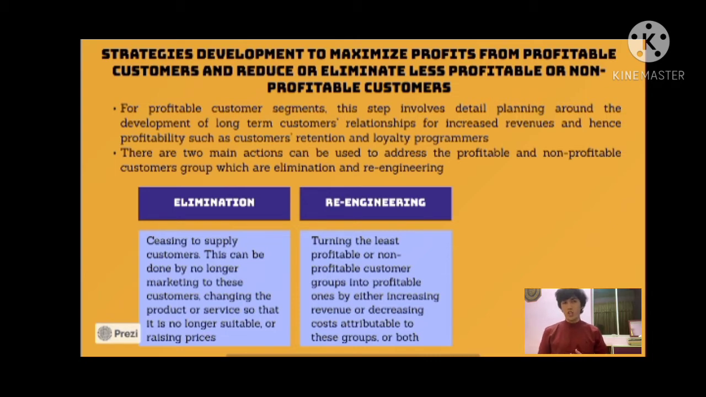There are two main actions that can be used to address the non-profitable customer group, which are elimination and re-engineering. Elimination means ceasing to supply the customer. This can be done by no longer marketing to this customer, changing the product so that it is no longer suitable, or raising prices. Meanwhile, re-engineering means turning the least profitable or non-profitable customer group into a profitable one by either increasing revenue or decreasing costs attributable to this group, or doing both.